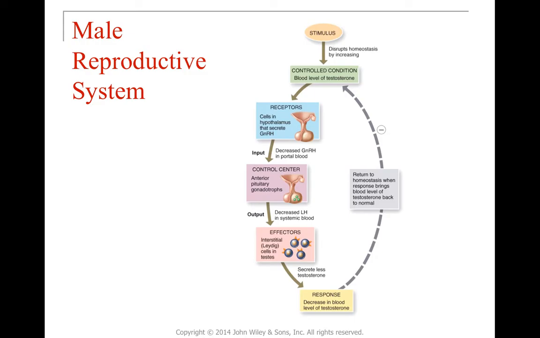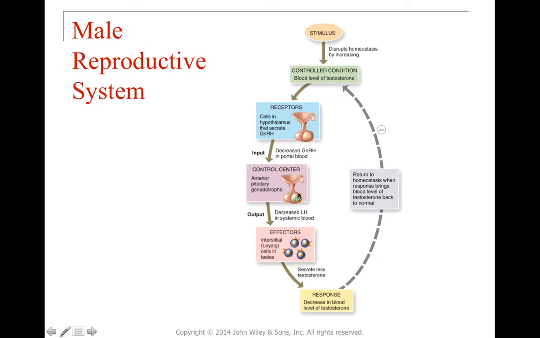So just like anything else in our body, we have certain receptors that detect the levels, right? These chemoreceptors that detect the levels of certain chemical compounds, including testosterone. And so we have receptors in the hypothalamus that are going to create that GnRH that we talked about previously. And so when we secrete more of the GnRH, that is going to end up activating information in our control center, which is where our anterior pituitary gonadotrophs are.